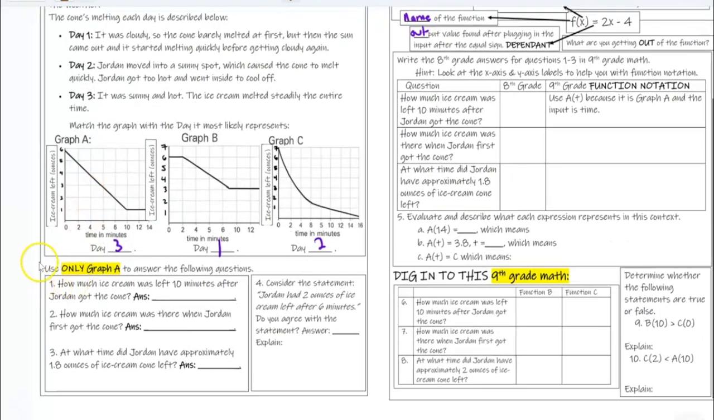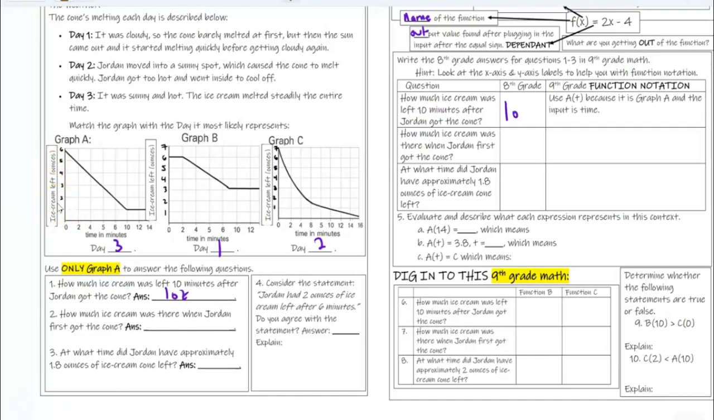Okay, use only graph A to answer the following questions. Again, the questions are the same because they're right here in 8th grade. How much ice cream was left 10 minutes after Jordan got the cone? Only on graph A. So 10 minutes. If you look, time is in minutes, ice cream left in ounces. At 10 minutes, there was 1 ounce left.